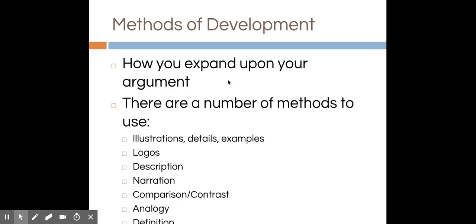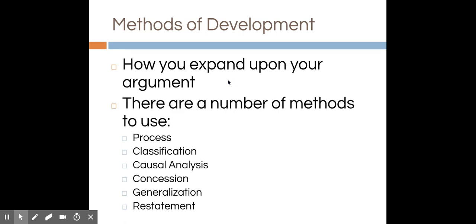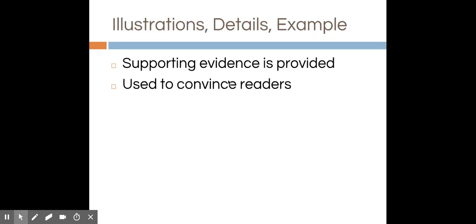Now, there are a bunch of different types of methods of development. So if you're trying to think about the difference between a hook and a method of development, think of a TED Talk. The first, say, minute and a half of a TED Talk would be that hook. That's them trying to draw you in. And then the methods of development occur after that when they're trying to explain and prove their point. And there's lots of different ways that an author or speaker would do this. So we'll go through all of these individually.